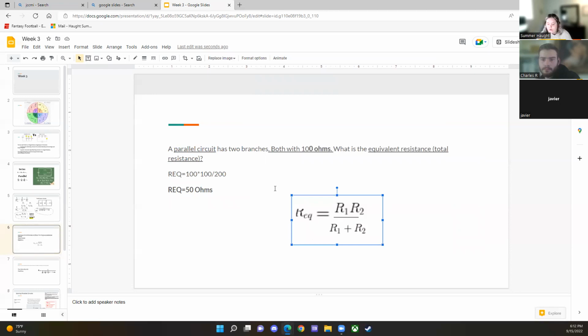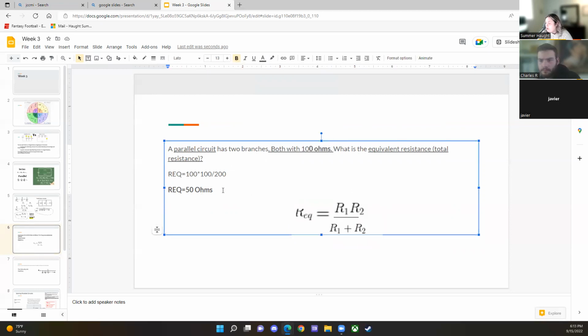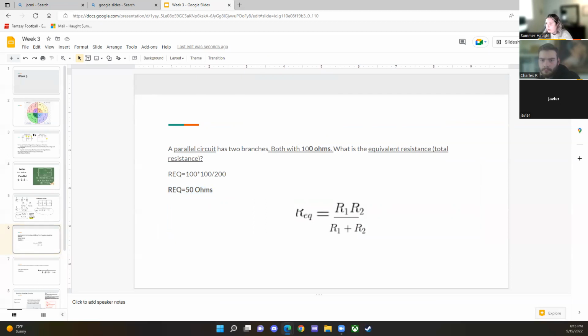So if you type in on your phone or calculator 100, which is R1, times 100, which is R2, and divide it by 200, you will get 50 ohms, which is our total resistance. You'll note that in this example, the total resistance of 50 is less than what you started with. Sometimes it works out like that, and that's okay.